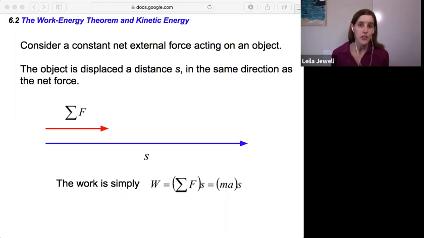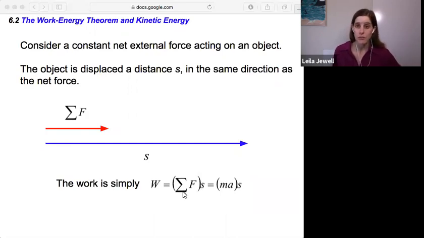So we'll consider that there's some net external force acting on an object, similar to how our crate on the back of the truck had a net external force that was accelerating it forward. That happened to be friction, but here we're making it a little more general, just some net force, which we have written here with the red label. The object, displaced by a distance s, is displaced in the same direction as the net force. Well, if we wanted to calculate the work, it would just be the net force times the displacement, right? Because we'd have cosine of 0 degrees, that's just 1.